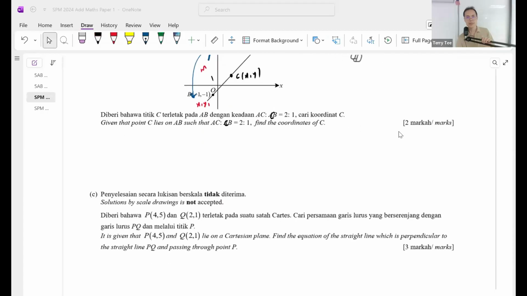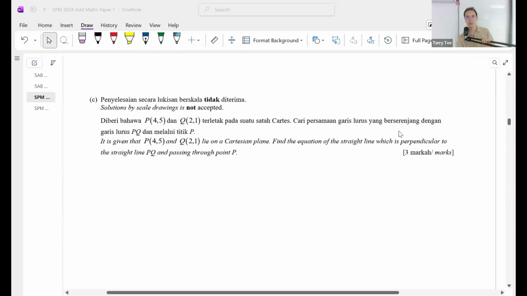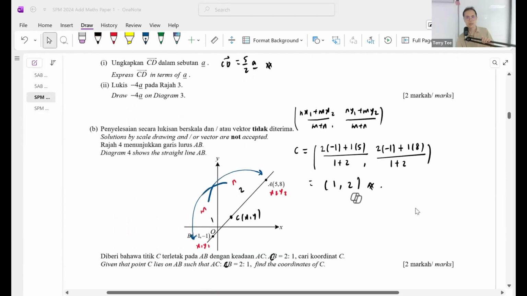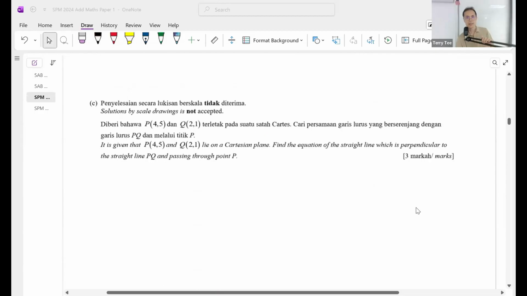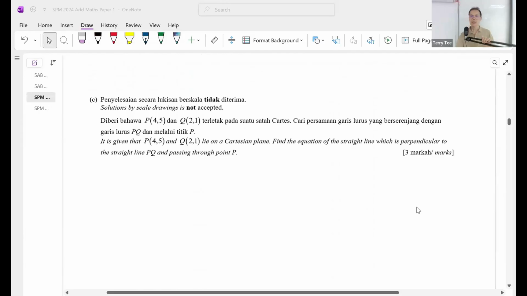Okay, moving on to part C. This one is nothing to do with the earlier one, right? They say solution using scale drawing not accepted, so you use the equation of a straight line. Given a point P (4, 5) and Q (2, 1) lies on the Cartesian plane, find the equation of the straight line which is perpendicular to straight line PQ passing through P. Okay, you can do a sketch, don't draw exactly.